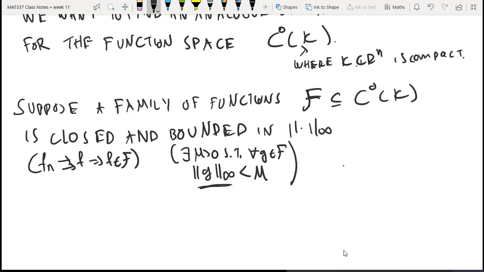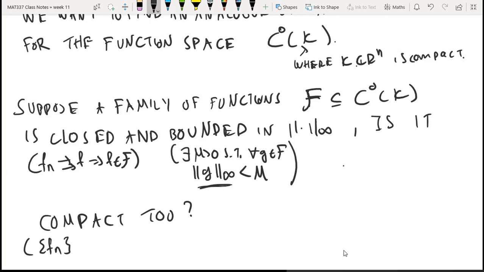Is it compact too? By compact we mean, for every sequence in the family, there exists a convergent subsequence. Okay. Is that okay with everyone? What is a family?